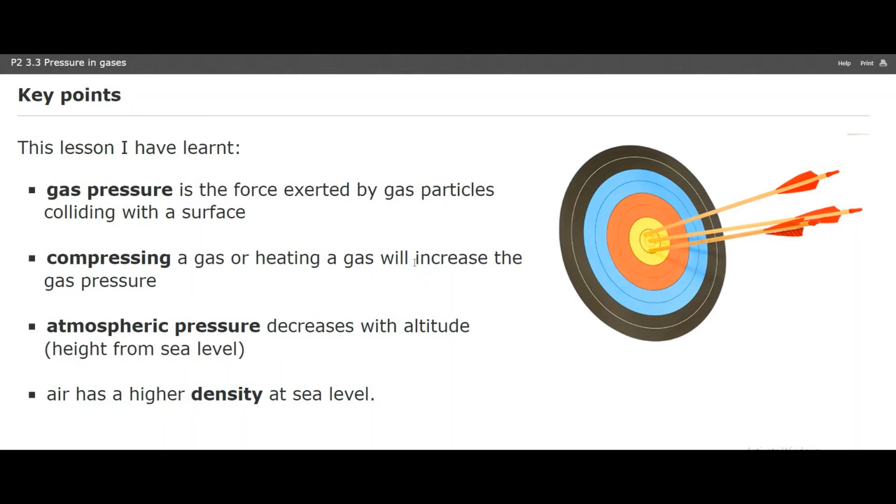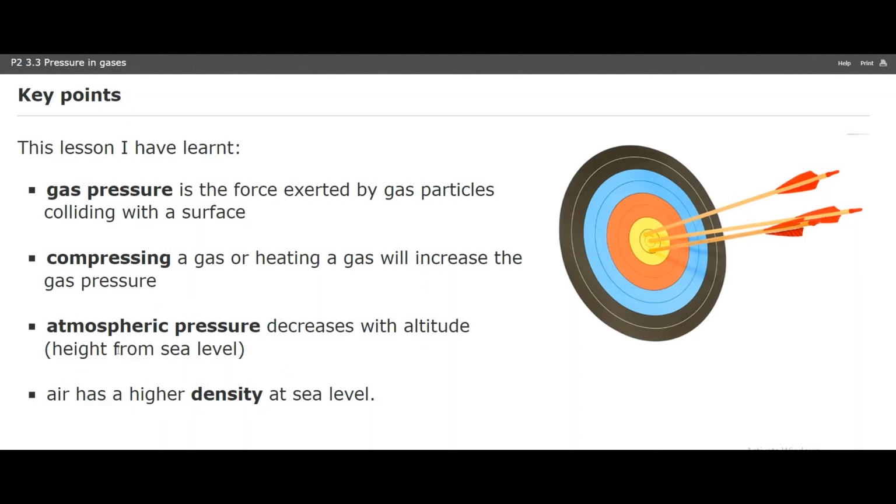Compressing a gas or heating a gas will increase the gas pressure, something not mentioned but I showed in a demonstration. As I try and compress the syringe, if I trap some air in there to begin with, you can compress a gas, you can squeeze it into a smaller space, so there are more collisions with the wall. The rate of collisions goes up, so the pressure goes up. So as you compress a gas, the pressure goes up.